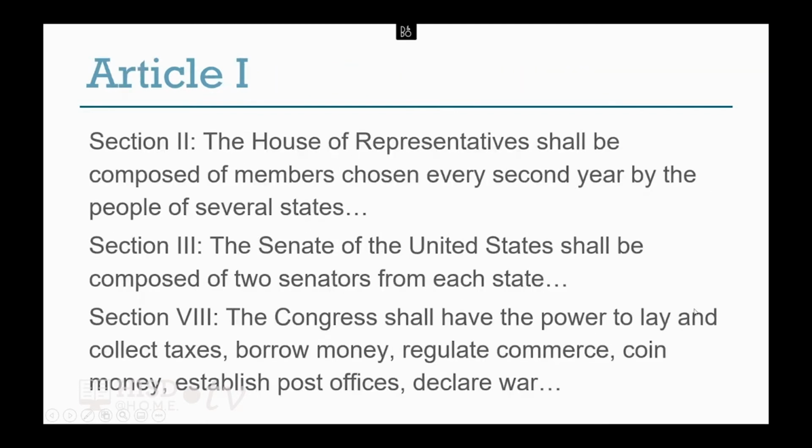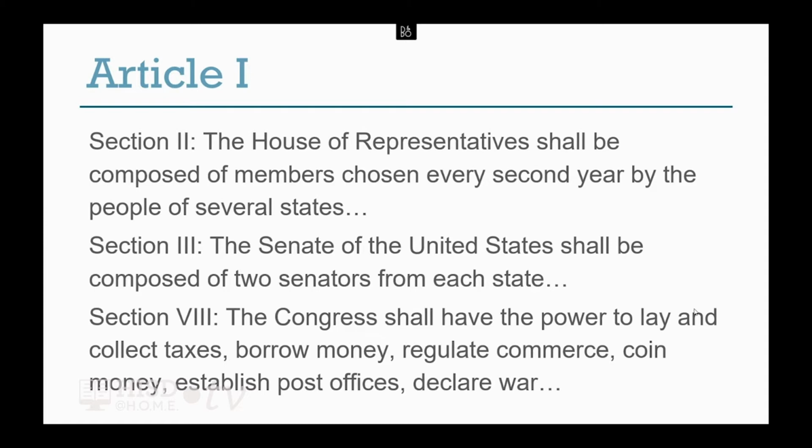All right, so this first part is from Article 1 of the US Constitution. Remember, we're trying to figure out which branch of government they're talking about and which powers are being reflected. How is separation of powers reflected in this? Okay. Are we ready? Let's go ahead and get started.